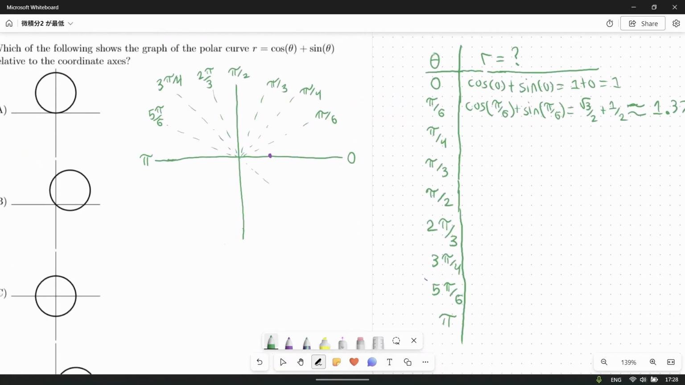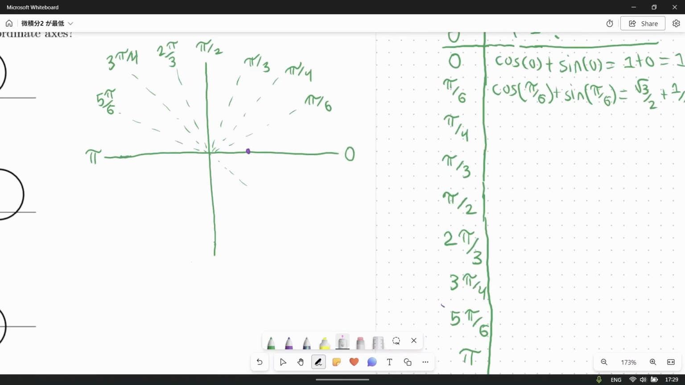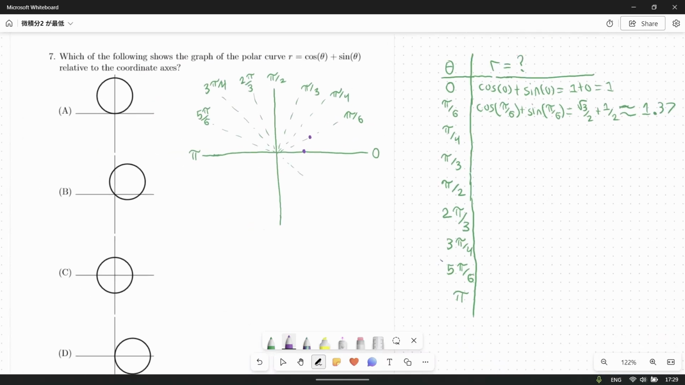And so that means, going back to our x-axis here, our new point at pi over 6 is going to be 1.37 units away from the origin. So it's going to be a little bit further from the origin than this current purple point. But since this is at the angle theta equal to pi over 6, we're going to shift it up to this line over here. And so our point is going to end up somewhere around here, like so. And then we just keep rinsing and repeating that process.